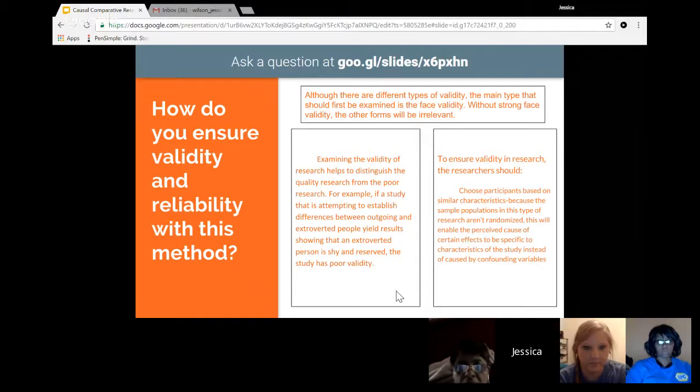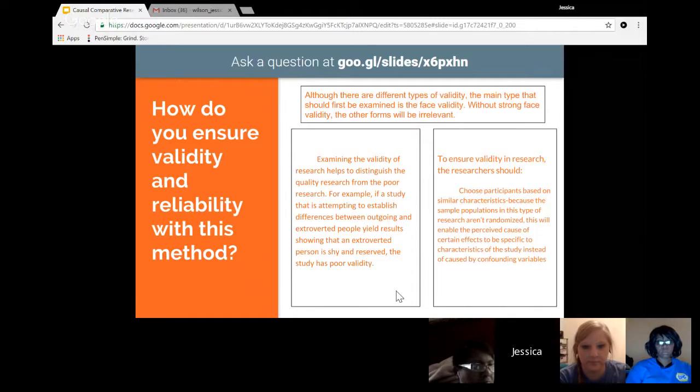For example, and this is the example I just gave, if a study that is attempting to establish differences between outgoing and introverted people, sorry, yields results showing that an extroverted person is shy and reserved, the study has poor validity.